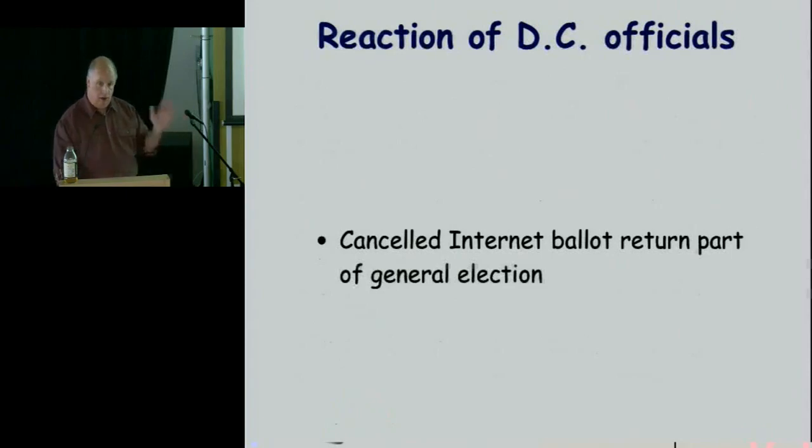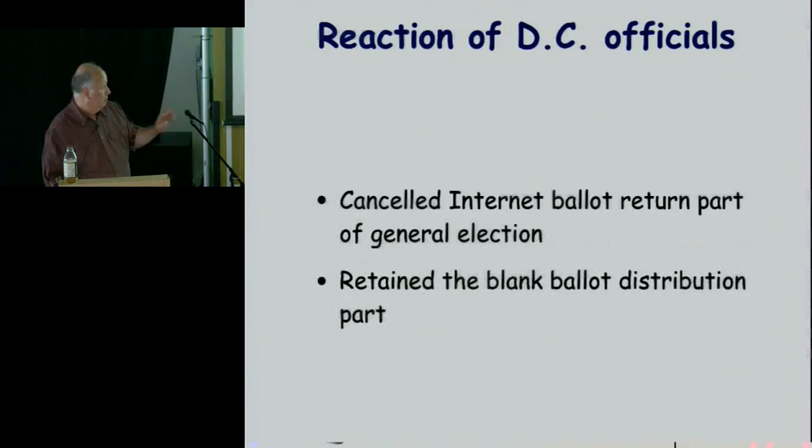Now, the reaction of D.C. election officials: well, they finally did catch on that their network had been owned. So the first thing they did, quite properly, was to cancel at least the voted ballot return part of the internet election for November 2nd. They still allowed, and I think this was okay, the sending of blank ballots, but then voters had to print those blank ballots, mark them by hand, and mail them back. They were not transmitted back electronically. They retained the blank ballot distribution part.